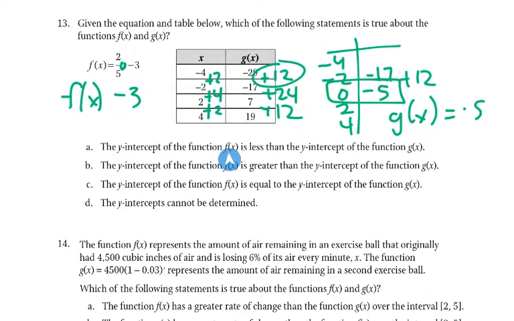So, is f of x less than g of x? No, because negative 5 is smaller, so not A. Can we find them? Yes. Okay. F of x is greater than g of x. That's true. They are not equal, so definitely B. So we could find their x or y intercepts.